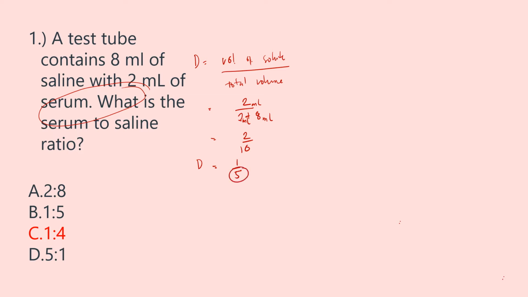So since this is the total volume, therefore, one part of the solution is the solute. So therefore, the ratio of the serum to saline content of the solution is 1 is to 4. 1 is for the solute and 4 is for the solvent or the diluent. So therefore, the answer is 1 is to 4.